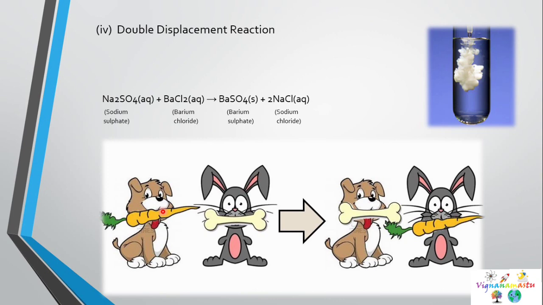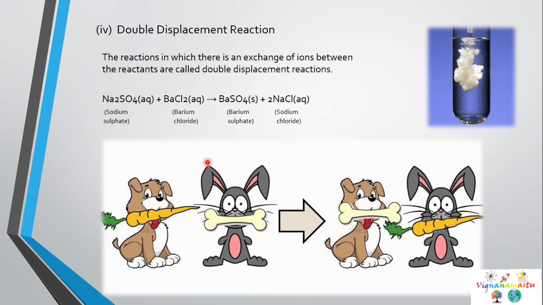So to better understand, this doggy has a carrot and this rabbit has a bone. This rabbit likes carrot more than bone, and the doggy likes bone more than carrot. Hence they discuss exchanging what they have, so that they'll have what they want and what suits them better. So this is the double displacement reaction. This is the definition for that.